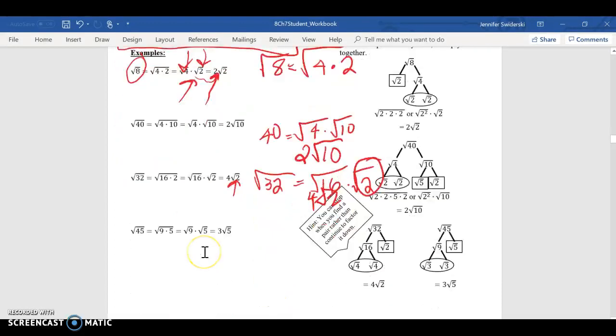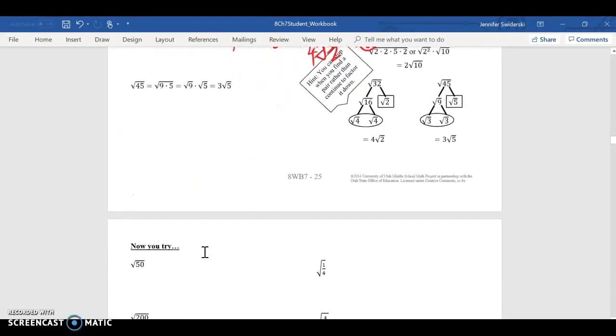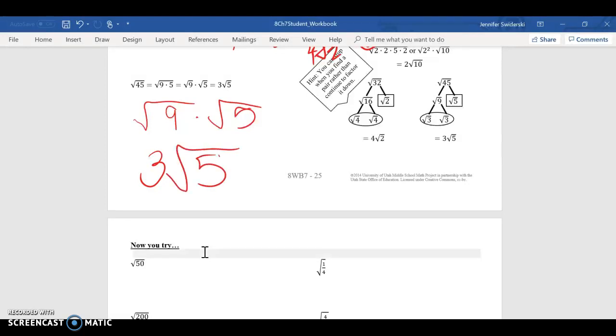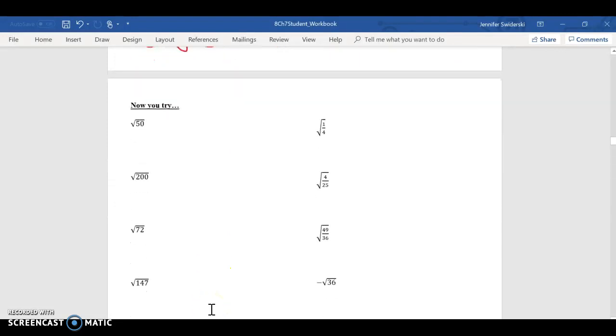Let's go ahead and scroll down a little bit further. 45. They chose 9 times 5. So if I do this, it's the square root of 9 times the square root of 5. Well, are either of these perfect squares? Yeah, 9 becomes 3, and I'm left with the square root of 5. Okay, go ahead and scroll down. Let's choose, I'm going to do 2, and then I want you to do 4 more before you go on to the next step. So let's look at 50.